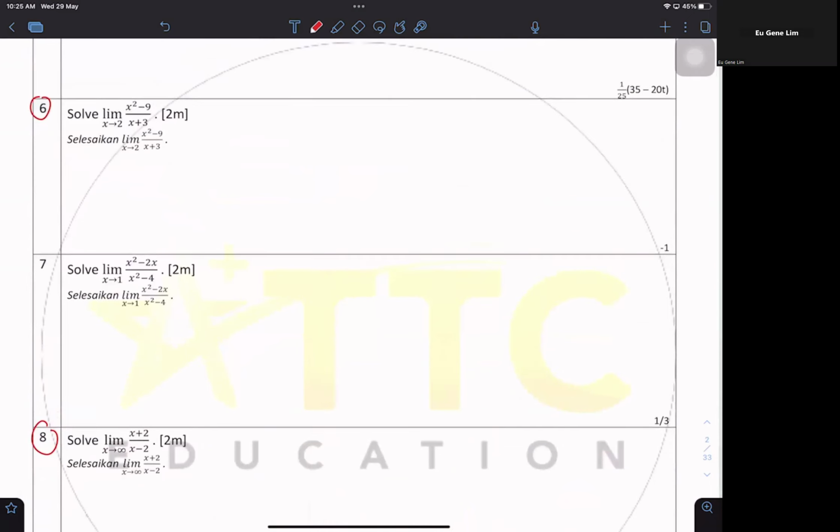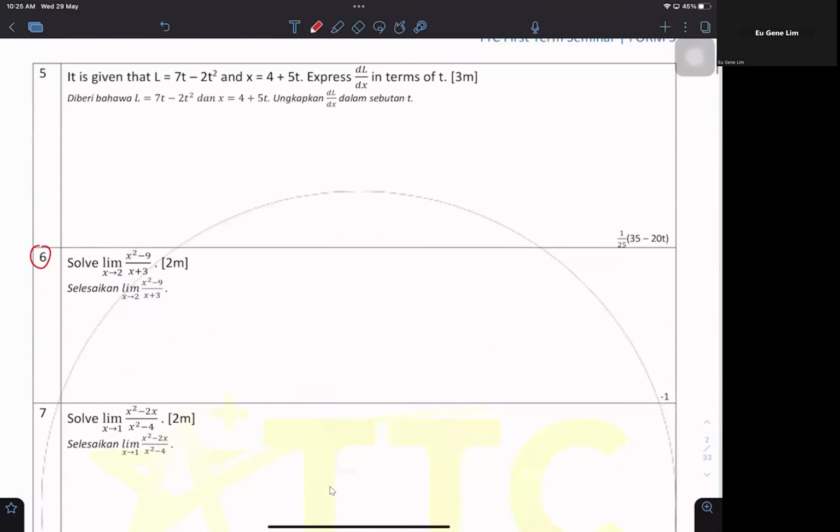Okay, next is limit. We quickly go through this also. Now, limit, how to do? Number 6, the next page.